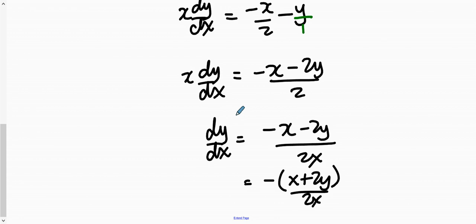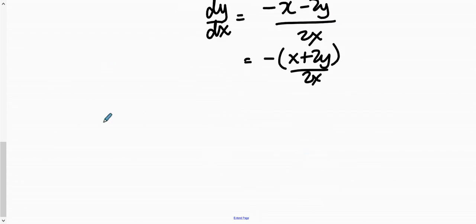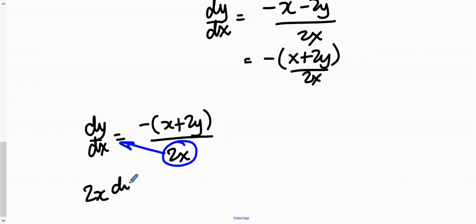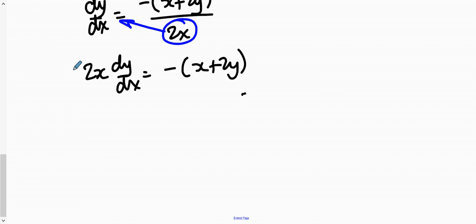So now I'm going to find the second derivative. So let's write this down in detail. dy by dx is minus x plus 2y over 2x. So instead of using the quotient rule on this, I am going to take the 2x over to the other side. 2x dy by dx is minus x plus 2y. So now I'm going to apply the product rule to this. So u is going to be 2x and v is going to be dy by dx.